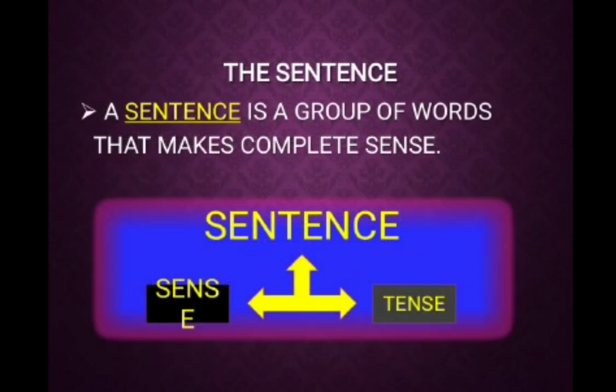After that, sentence. What is a sentence? The sentence is a group of words that makes a complete sense. As it is clear by its name, sentence is a combination of sense and tense. Sense means meaning and tense means verb. So, if a group of words has a meaning and has a verb, it is a sentence. And again, it should be in proper order.